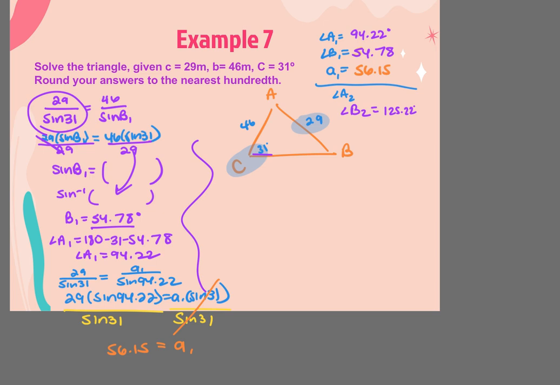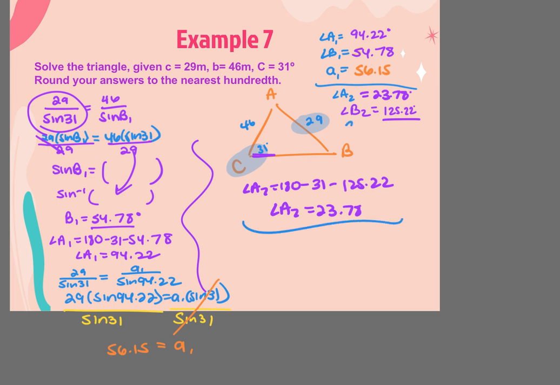Now I'm going to finish out the second triangle. So I already have C from the original, B2 from what I got from the supplement of B1. And so angle A2 is 180 minus C minus B2, sorry. So 180 minus 31 minus 125.22. And A2 is 23.78. And then the last thing I have to find is side A2.